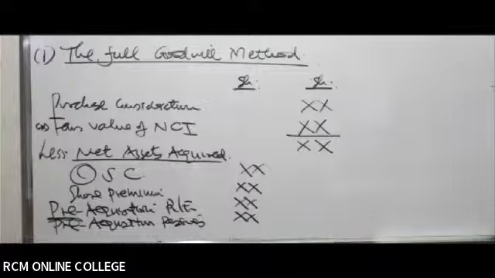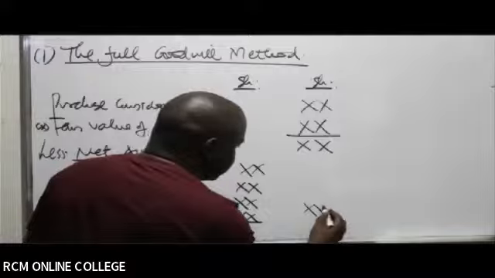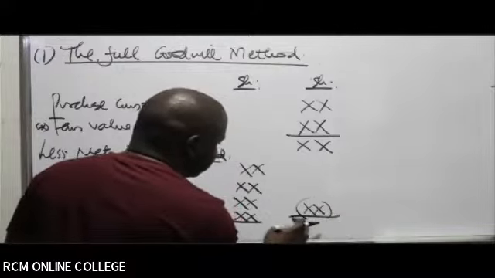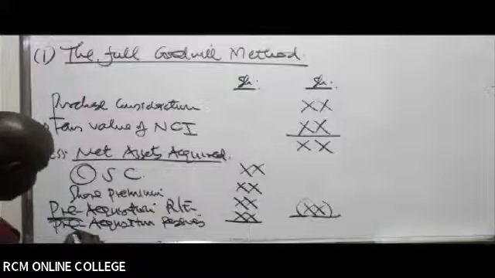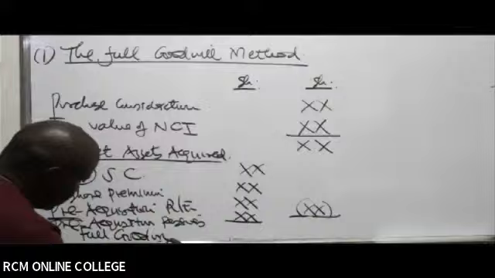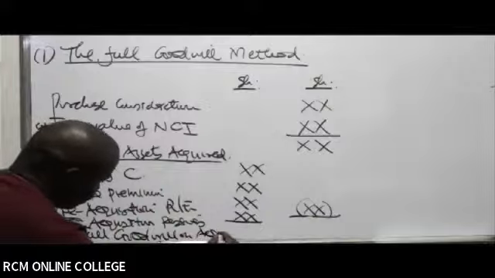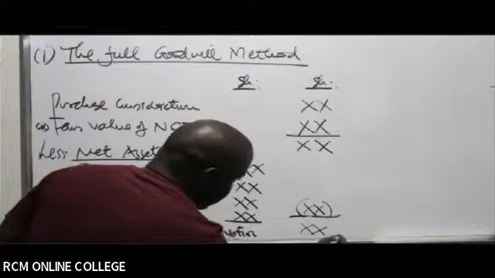Then once you have the total, you put this side. You total them, then you deduct the other side. Once you deduct it, you'll be able to have the full goodwill on acquisition, which will be the figure you'll get there.